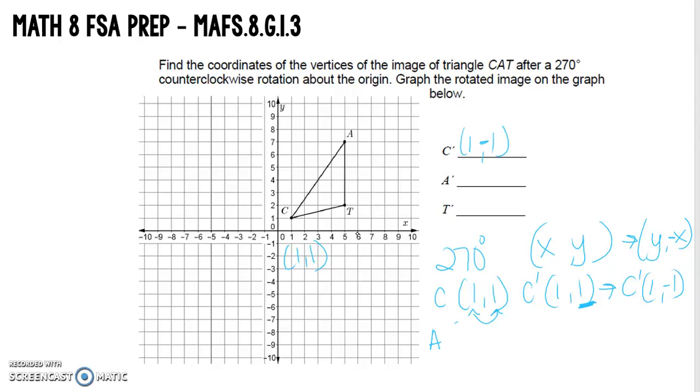Let's look at A. A is at 5, 7. So I'm going to change their places, so flip-flop them, so it becomes 7, 5. And then the last thing that I'm going to do is put that negative sign in front of that coordinate. So what I want you to do is try T. Where is T, and what would T prime look like?